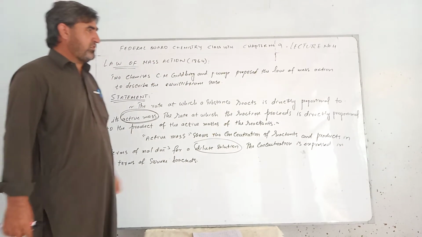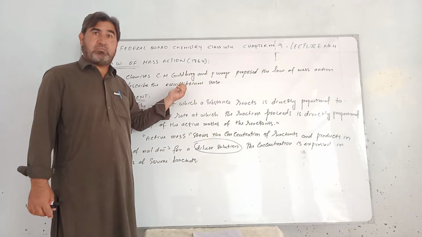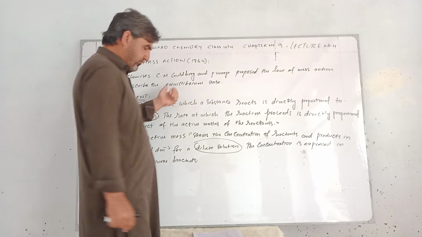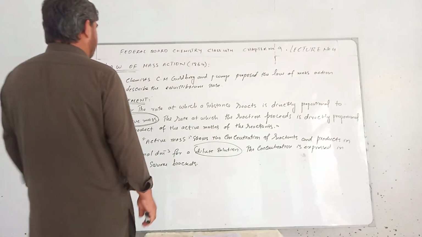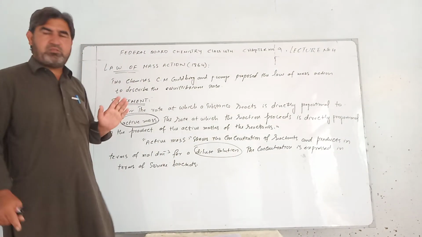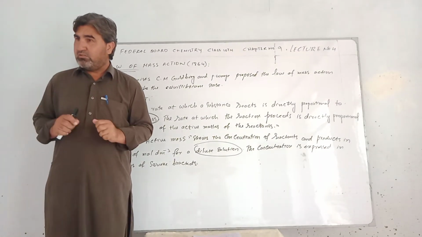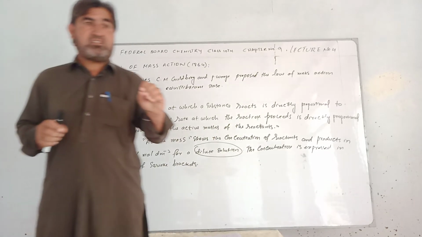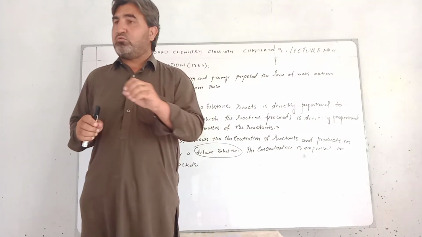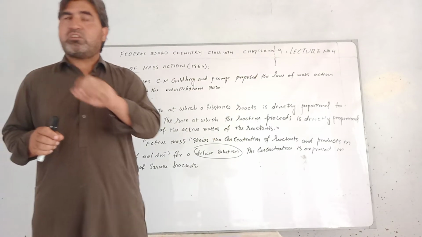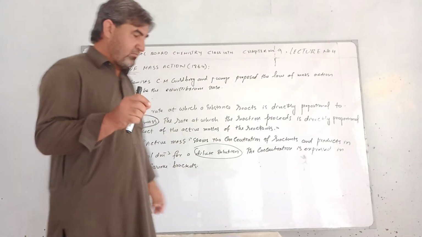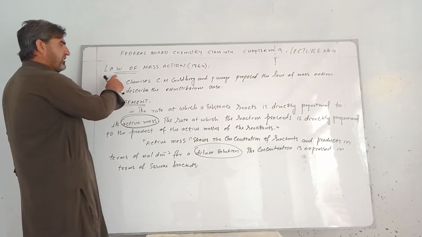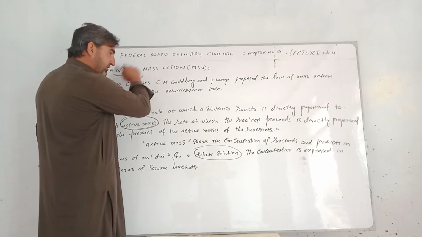Who proposed the law of mass action? For which purpose was this law proposed? Generally, the chemist expresses the composition of an equilibrium mixture in terms of numerical values. These values relate the amount of product to reactant at equilibrium, but these values can be determined by using a relation. What relation? This relation is the law of mass action.